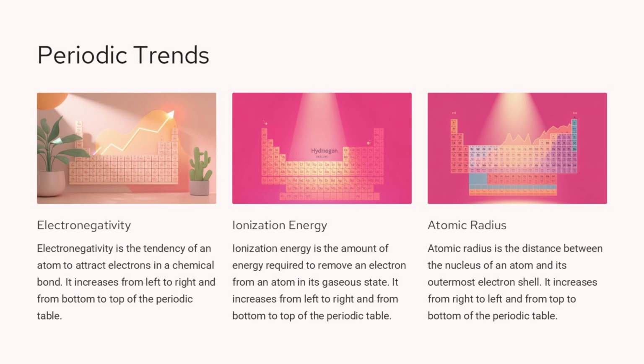Periodic trends are important patterns we observe in the properties of elements as we move across the periodic table. Today we'll discuss 3 key periodic trends: electronegativity, ionization energy, and atomic radius.